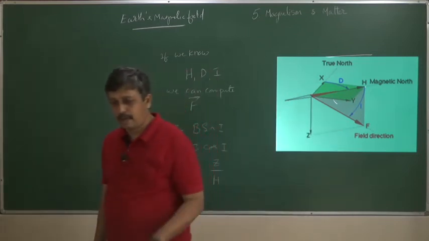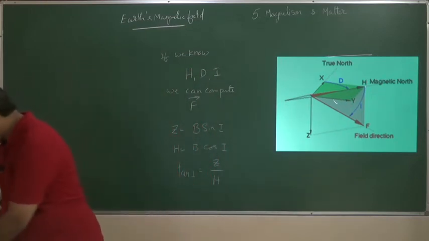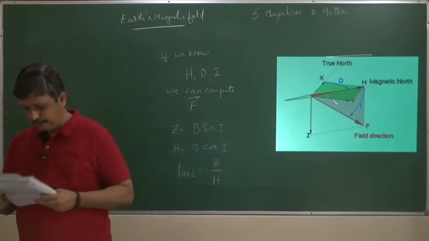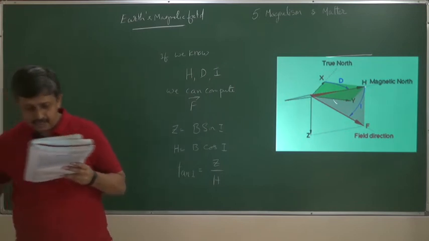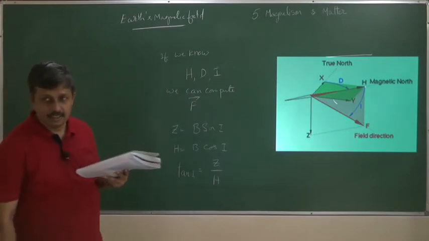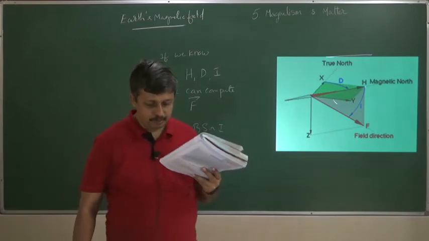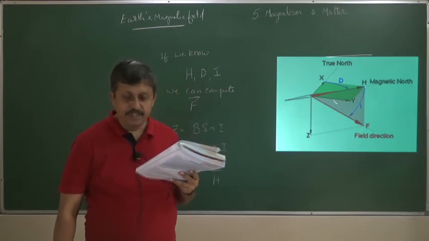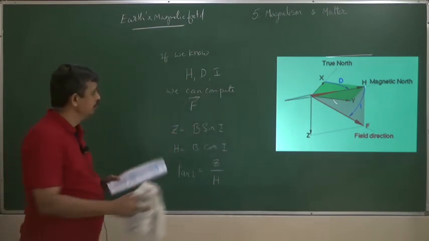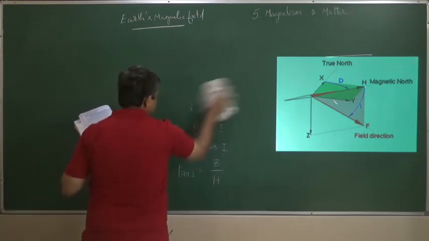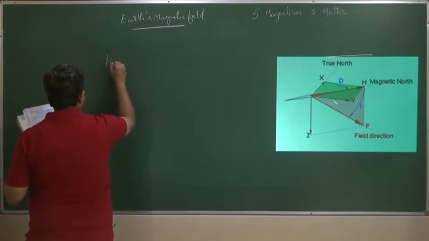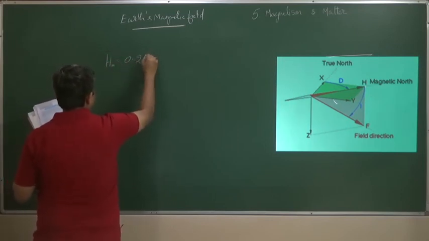If you do one or two problems, I think you will get a better idea of how to do that. I will actually do only one problem, so take down one problem. In the magnetic meridian of a certain place, the horizontal component of the Earth's magnetic field is 0.26 Gauss. Horizontal component H is given as 0.26 Gauss.